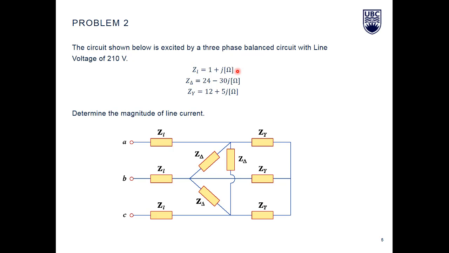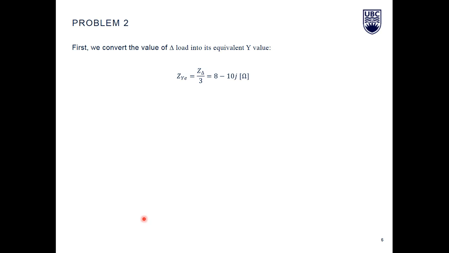So we want to find the magnitude of the current coming from this node, IA, which is the same in magnitude for IB and IC. The first thing we need to do is solve the problem on a per phase basis, so we need to get rid of delta connections. If we have a delta connected source or a delta connected load, we want to get rid of it.